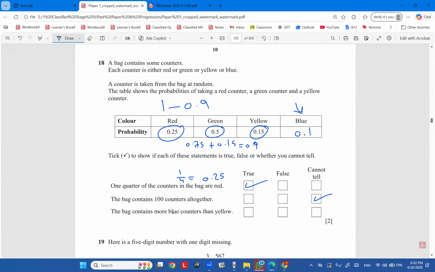The bag contains more blue counters than yellow counters. The blue is 0.1. The yellow is 0.15. So no, yellow is more, so it is false. Yellow is actually more than the blue.